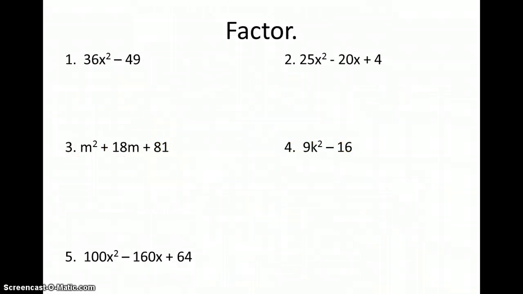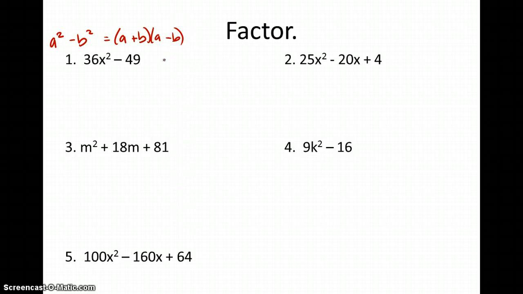Okay, so the hardest thing about this, and really it's not that hard, is figuring out which pattern to use. What you're going to see me doing today is just making sure that we know what we're doing and why. So as I look at number 1, I have 36x squared minus 49. To me, this looks a lot like the sum and difference pattern, because I have two perfect squares and they are subtracting. So it's a difference of two squares. This is equal to a plus b times a minus b.